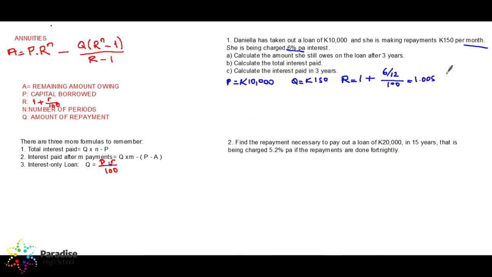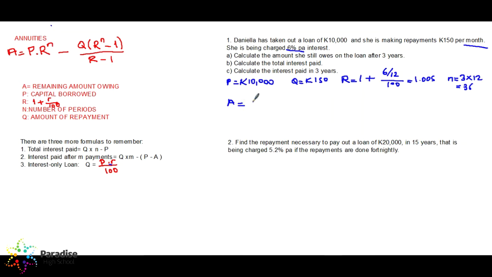Then how many times am I going to repay? What is my N? Calculate the amount she still owes on the loan after 3 years. I'm making repayments per month, and the question is after 3 years. So how many months are there in 3 years? 3 times 12 is equal to 36. So I will take all these values. And what is the question here? Calculate the amount she still owes. So the question is to find A.